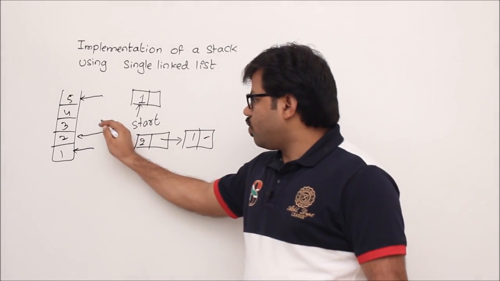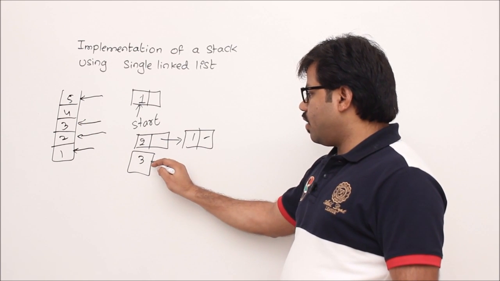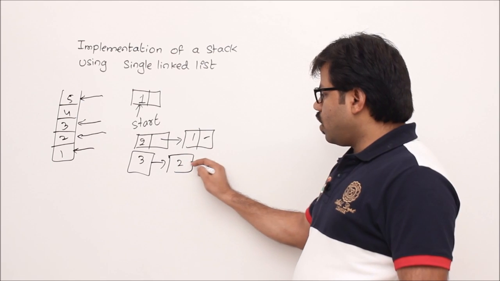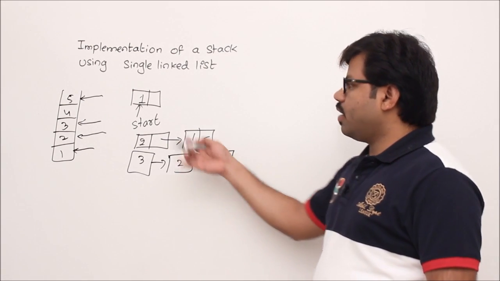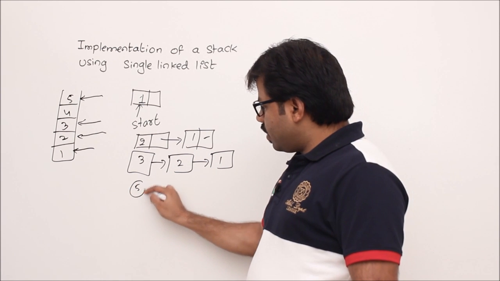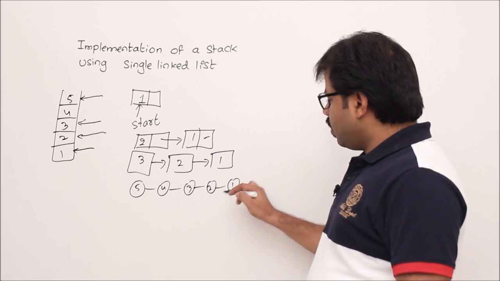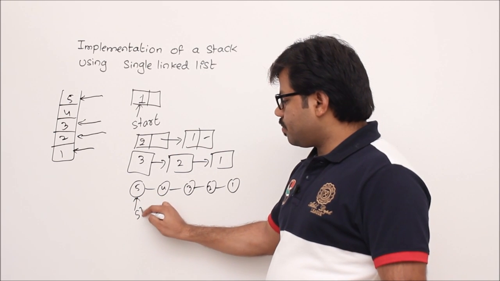Now if I insert one more data, then what happens? I apply insert in front here, and we get 3, after that 2, after that 1. In that way we can continue. So if you do it 5 times, what happens? You get this kind of linked list, 5, 4, 3, 2, 1, right? Now this is your start.